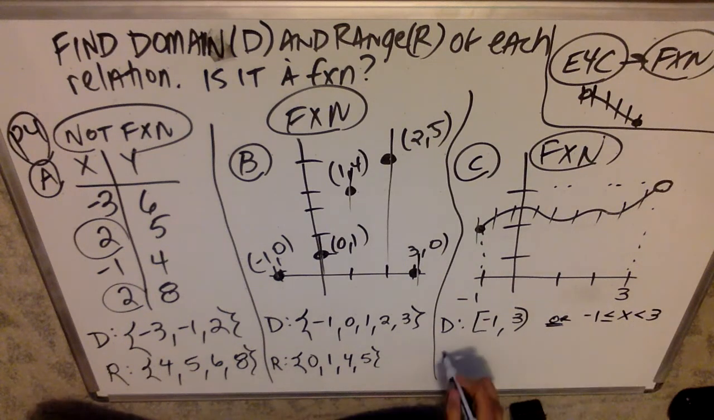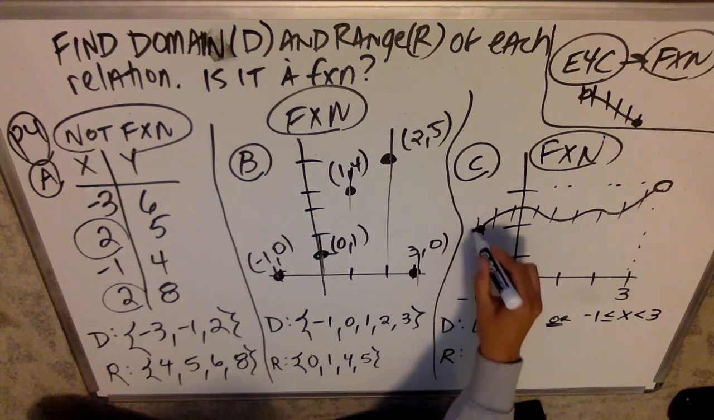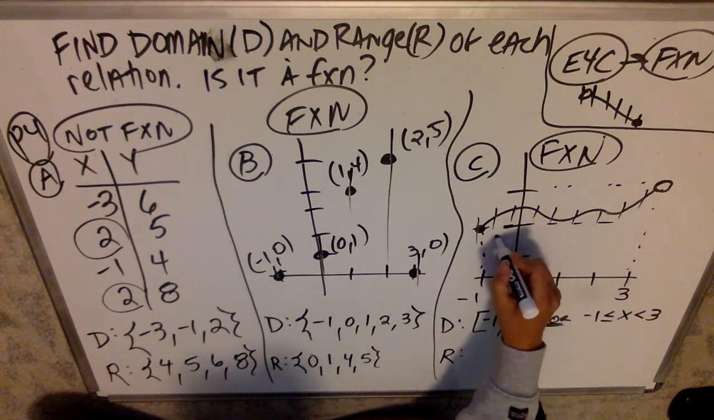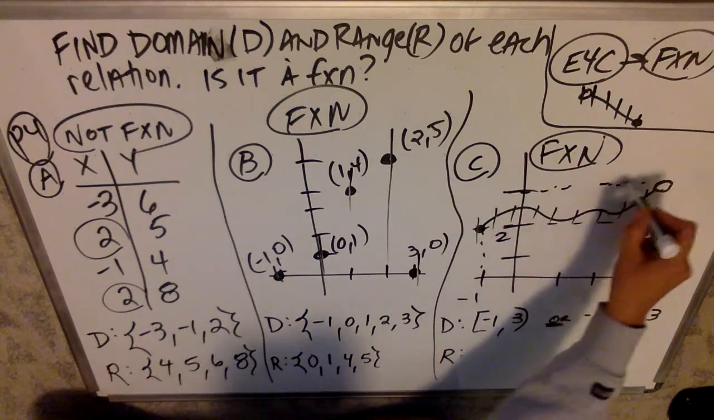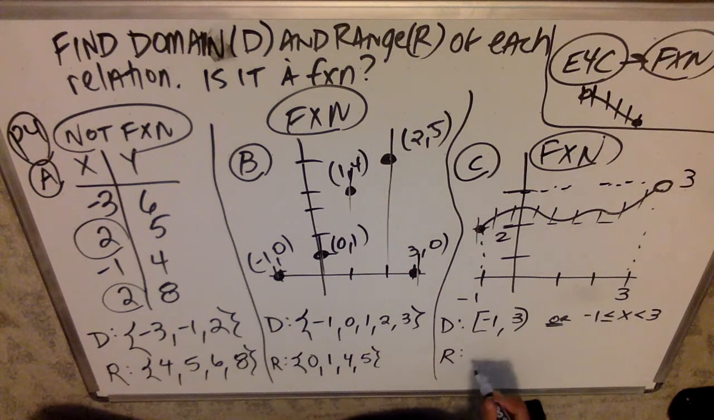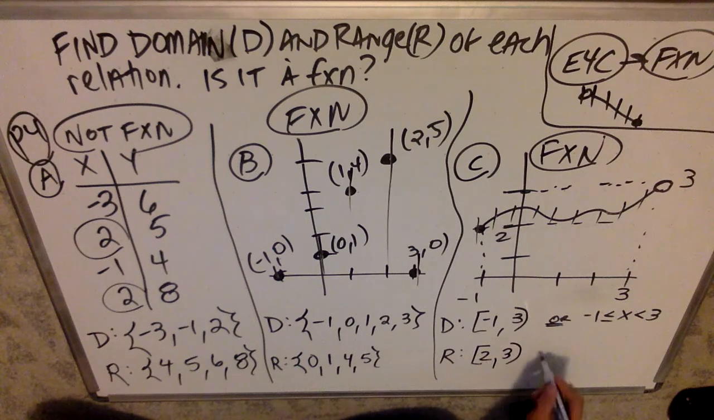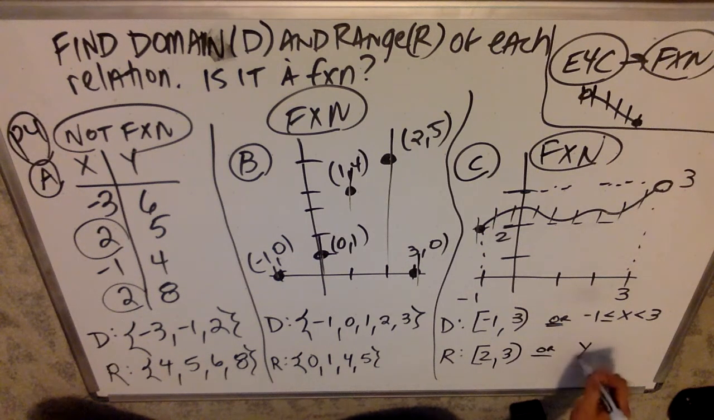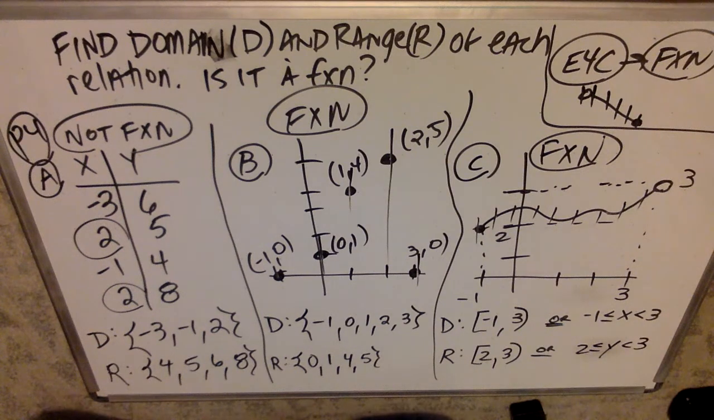My range is the lowest that this graph gets seems to be a 2, and the highest that it gets seems to be a 3, right? So my range is going to go from 2, which is a closed dot, so it's included, to 3, which is open. Or the other way I can write it is that y is less than or equal to, sorry, backwards. 2 is less than or equal to y is less than 3. Sorry, sometimes my brain just checks out and I have a bad moment.